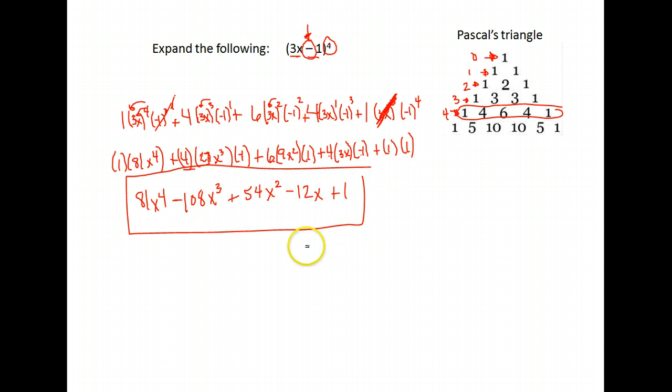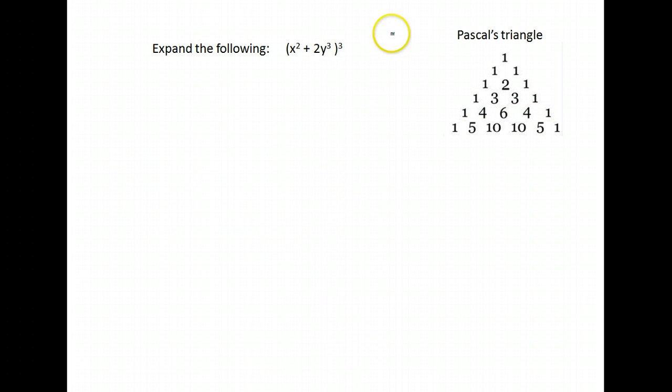Okay? We're going to do one last example of expanding and using Pascal's triangle to do so. So this one goes up one more. We've got exponents on both of them. We have variables in both. We're going to the third power.